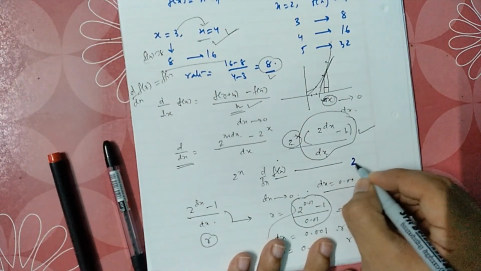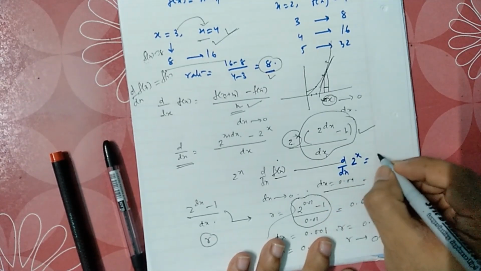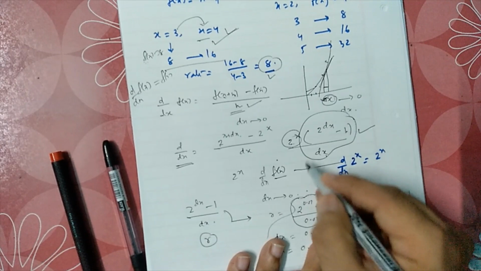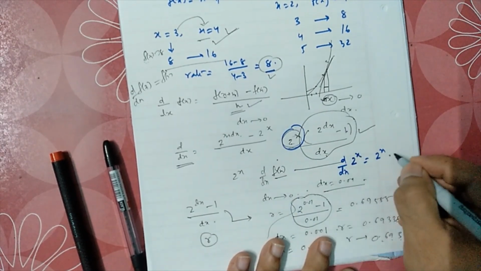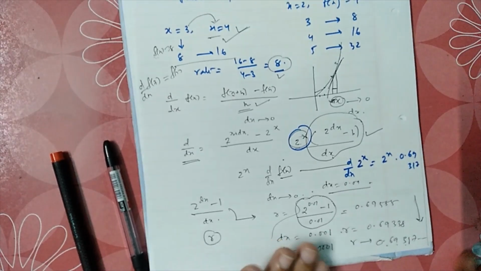So d/dx of 2 to the power x is nothing but 2 to the power x, this one, into 0.69317.